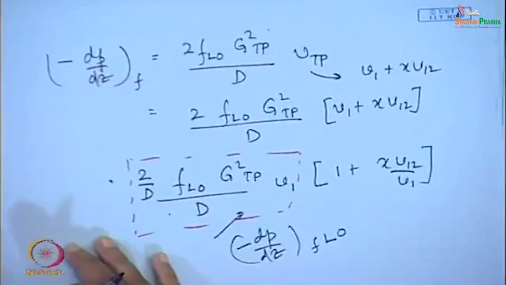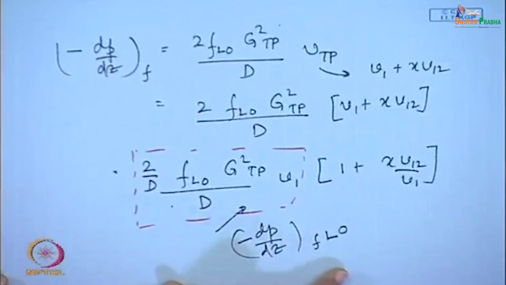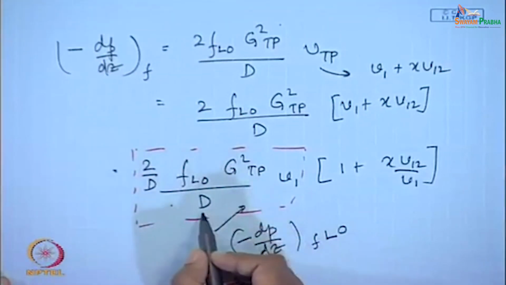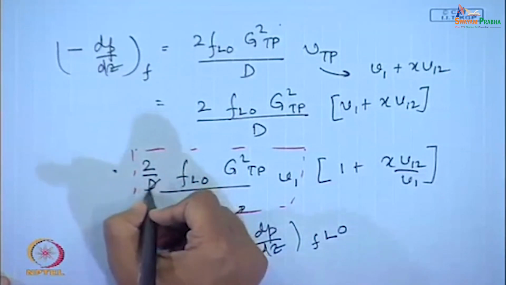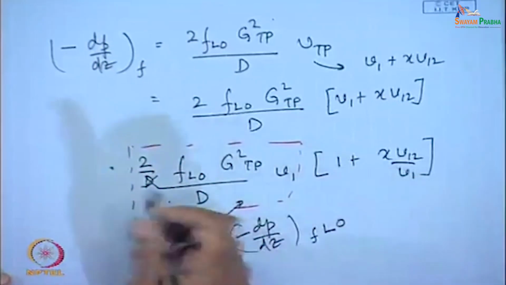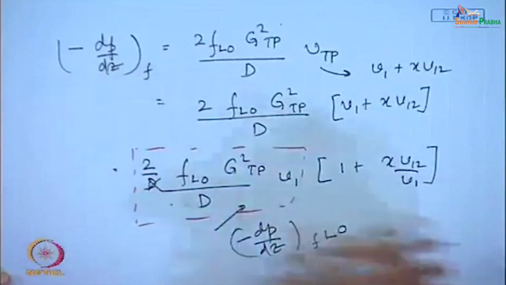Yeah. What, where have I made them? This D will be there. Oh, I am very sorry. I am very sorry. Thank you very much. Yeah, definitely I had written it twice. I made a mistake.